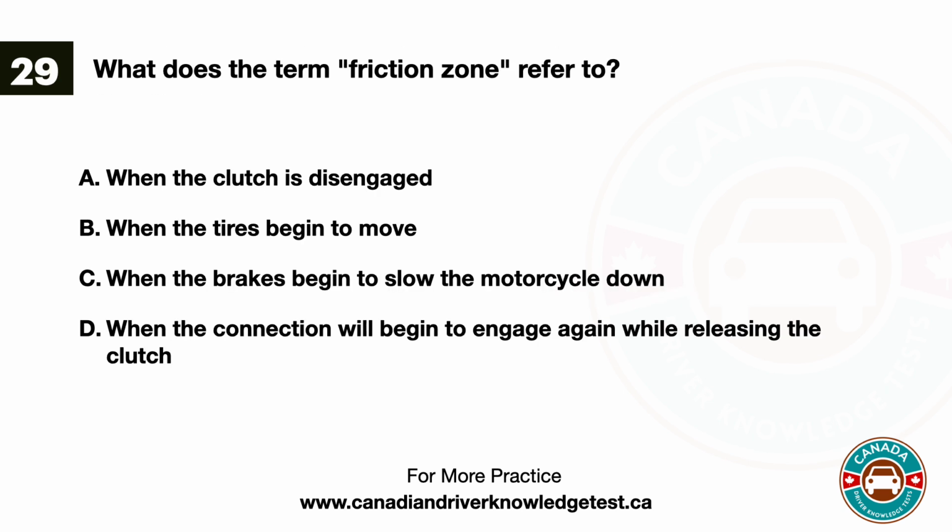Question 29. What does the term friction zone refer to? A. When the clutch is disengaged. B. When the tires begin to move. C. When the brakes begin to slow the motorcycle down. D. When the connection will begin to engage again while releasing the clutch. The answer is D. When the connection will begin to engage again while releasing the clutch.